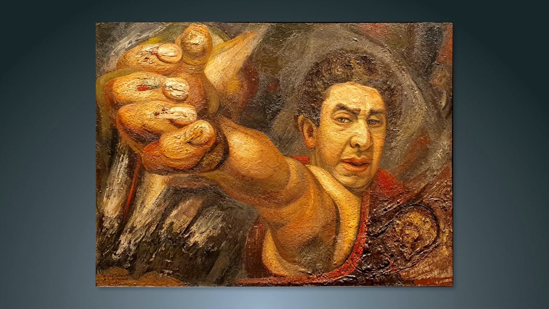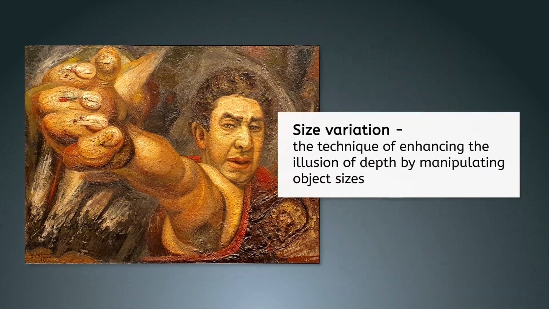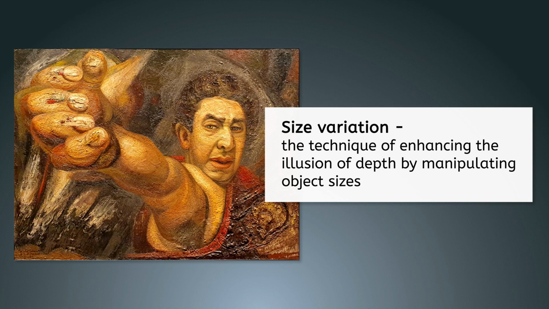Foreshortening, as seen in this image, is another way to use size. The hand is larger than the head, which shows us that it is further forward. By using the size variation technique, artists enhance the illusion of depth by manipulating object sizes.